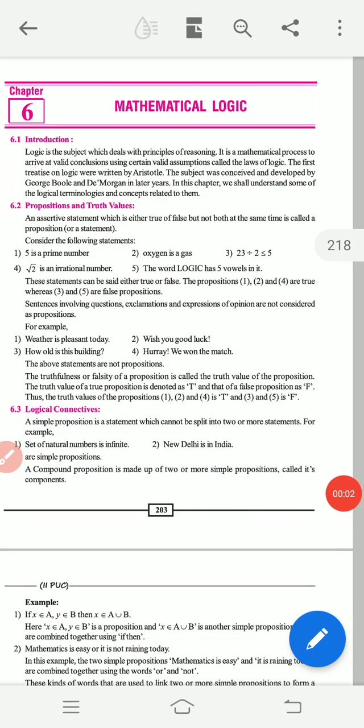Good morning, students. Next chapter is mathematical logic. In this chapter, you will get 1 mark, 2 marks, and 3 marks questions in the final exam.